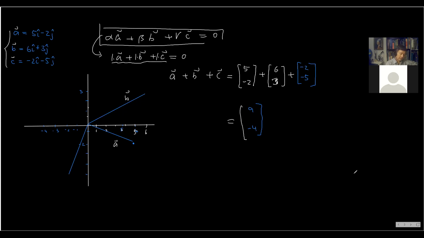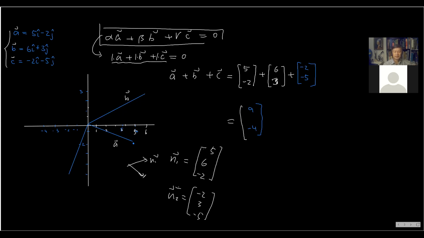Now, if you just consider these two planes, we have the directional vector 1 as 5, 6, -2 and another as -2, 3, 5. Can we find the angle between these two? How can we find the angle? The cross product. We're interested to know if these are perpendicular or parallel.